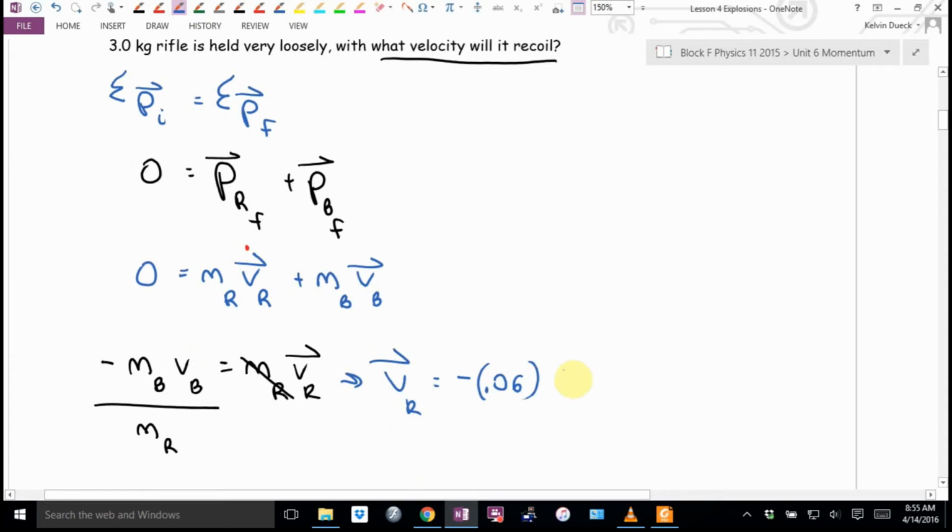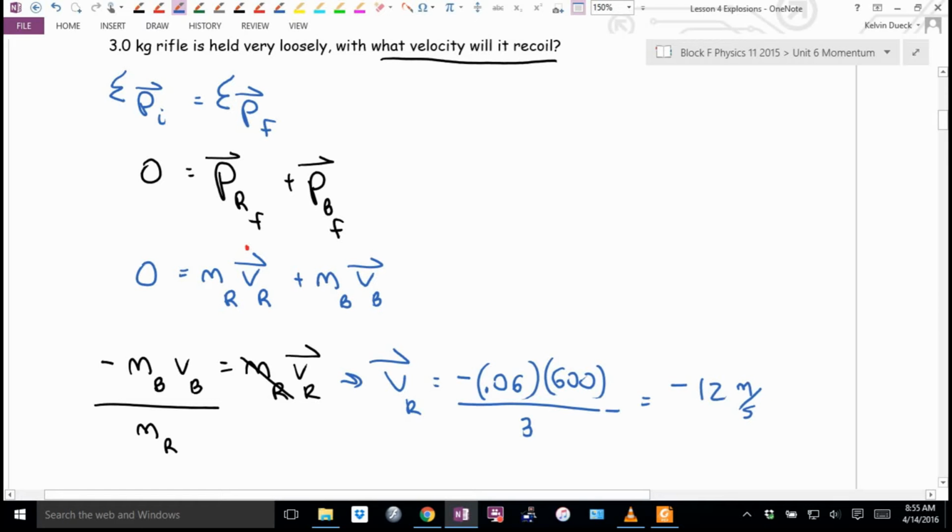V-bullet, 600? Yeah, this is a sniper rifle because the speed of sound is 330 meters per second. This is almost double the speed of sound. This thing is hauling. This would do some damage. Divided by mass of the rifle, 3. Negative. I think I can do this in my head. The 6 and the 3, it's 200. 12. Double check me. I got the negative already. Yeah, 12 meters per second.